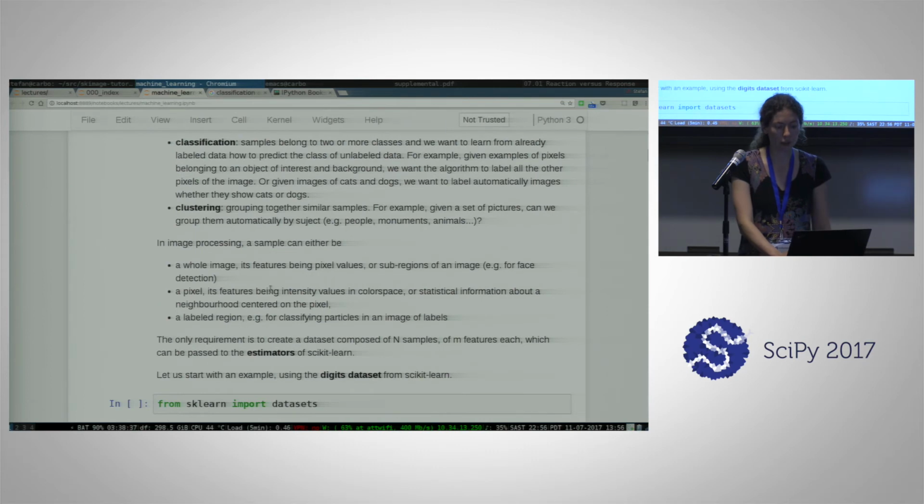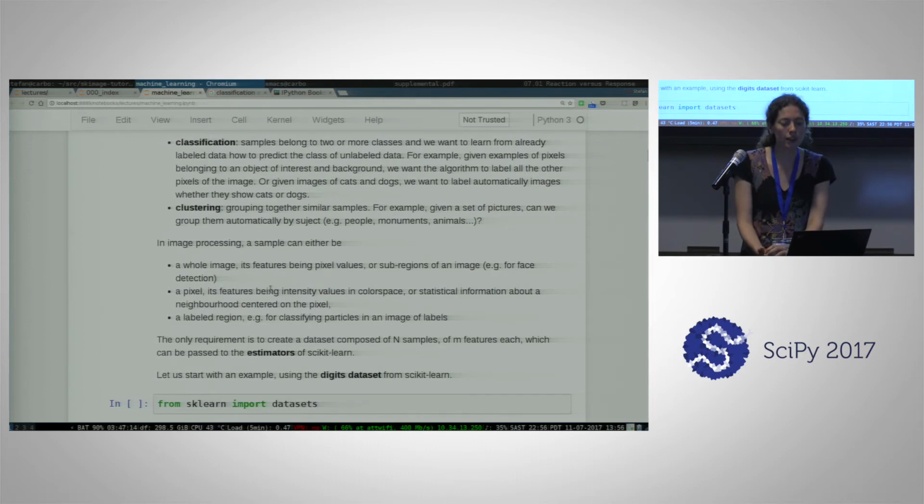And this is explained also here in text. So classification: we want to learn from already labeled data how to predict the class of unlabeled data, to give a label to some data. So for image processing, how can we transpose this? For example, if we're given examples of pixels belonging to an object of interest, so pixels belonging to foreground and background, can we have an algorithm that labels all the other pixels of the image? That would be a classification problem. Or given images of cats and dogs, can we label automatically other images of cats and dogs?